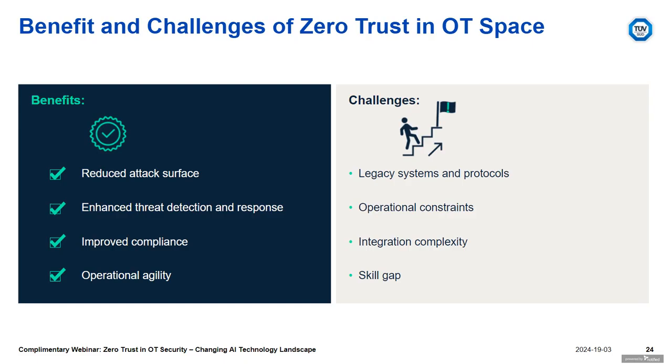Definitely, reduced attack surface, meaning you are minimizing the potential impact of breaches by limiting lateral movement in the network. Enhanced threat detection and response, as continuous verification enables faster identification and mitigation. Improved compliance and adherence to regulatory requirements. It helps define general access controls more easily, and you can easily prove the baselining of your security. Operational agility enables secure remote access and data sharing, improving efficiency.